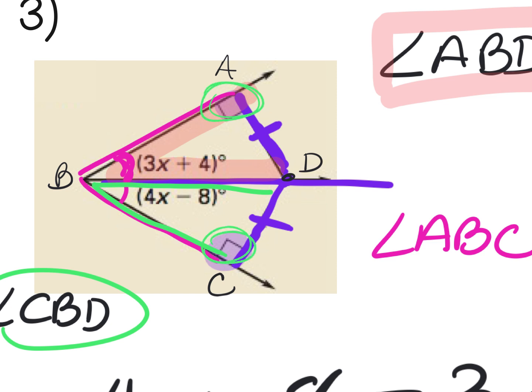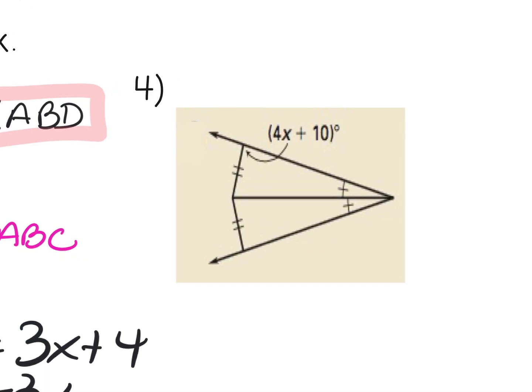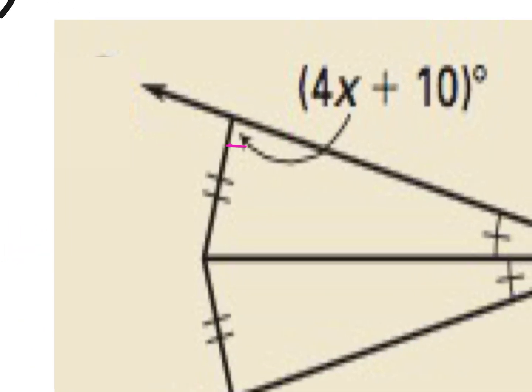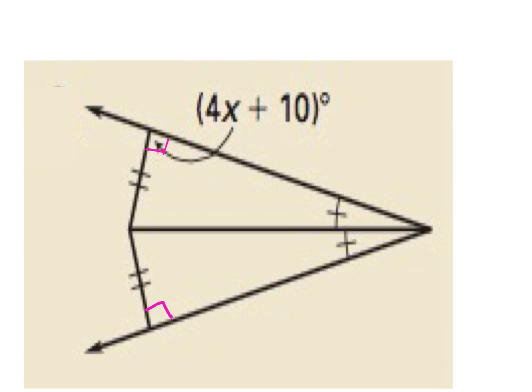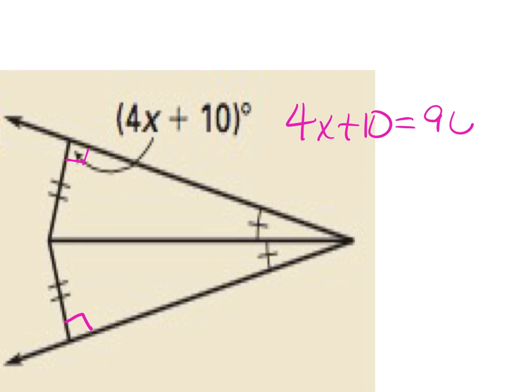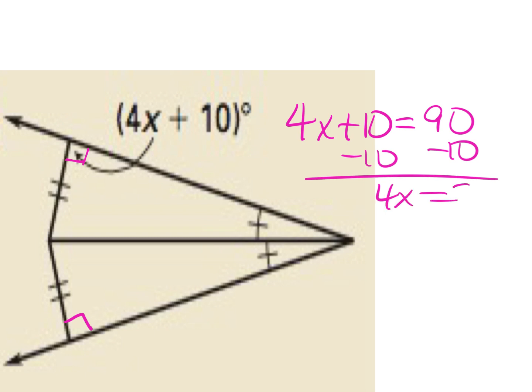So that's what you had to do on number 4, is recognize that this angle right here, where this equidistant segment is meeting, is a right angle. Because again, distances are always perpendicular. So to solve this, you would have done 4x plus 10 is equal to 90. Subtract 10. 4x equals 80. Divide by 4, and x equals 20. And again, that's all they asked for.